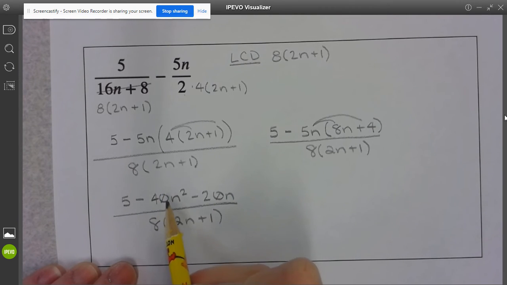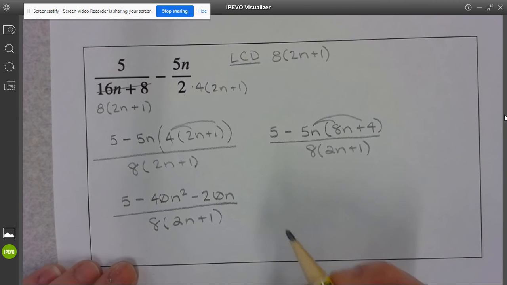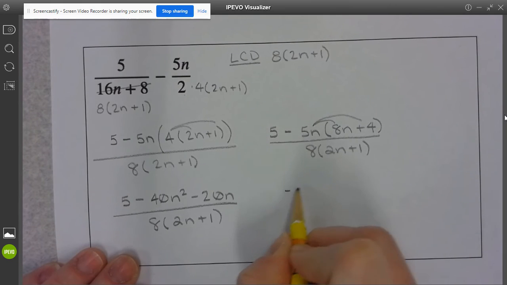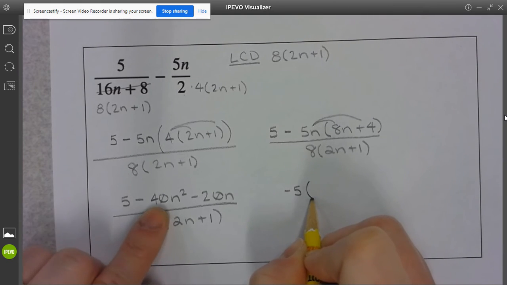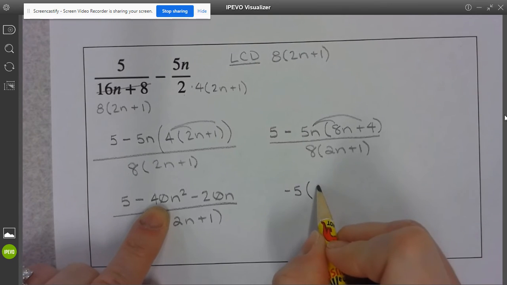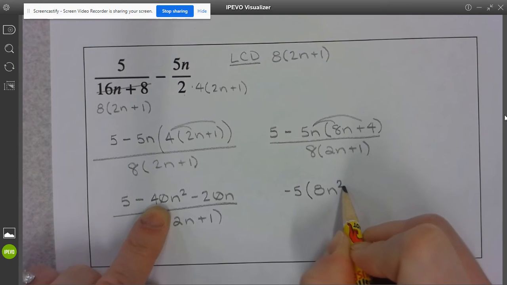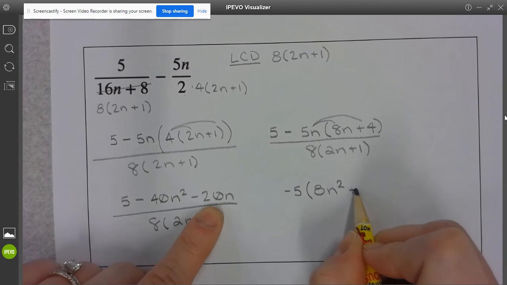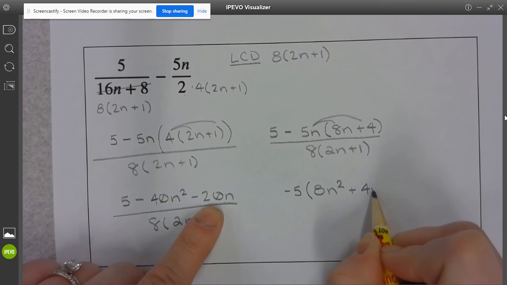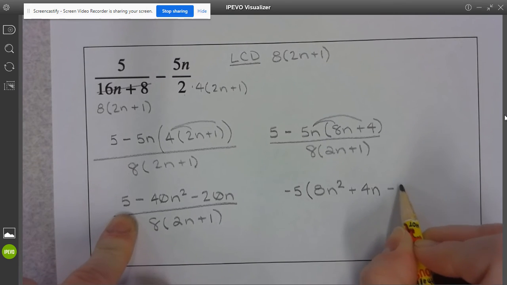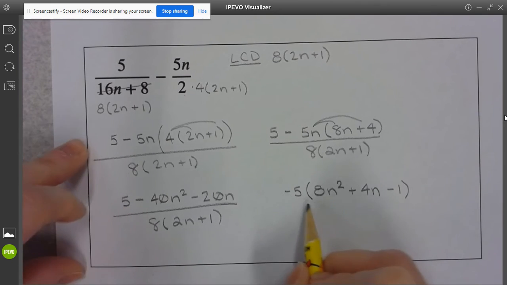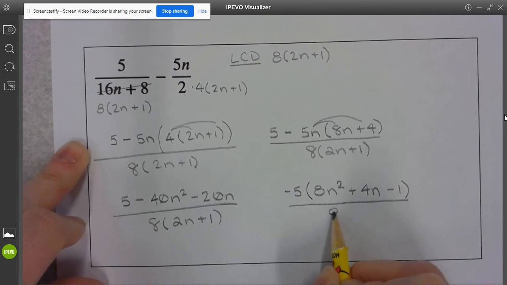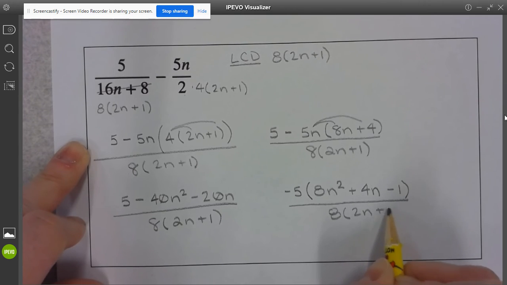Now, if I look at 5 and 40 and 20, they're all divisible by 5. And I'm also going to factor out that negative sign because my goal is to see if I can factor it. And it's easier to factor if my first coefficient is positive. So I'm going to factor out a negative 5. So dividing negative 40 by negative 5 is going to leave me with 8n squared. Doing the same thing with 20 is going to leave me with plus 4n and then minus 1 from the 5. And then 8 times 2n plus 1.